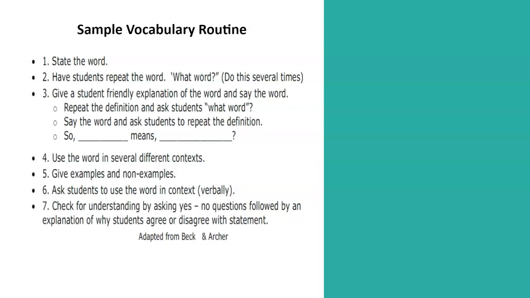Maybe you'd have them partner up and use an example of that word in a sentence with one another. And in step 7, you'll be checking their understanding by asking yes/no questions and having them explain why they agree or they don't agree with the statement.